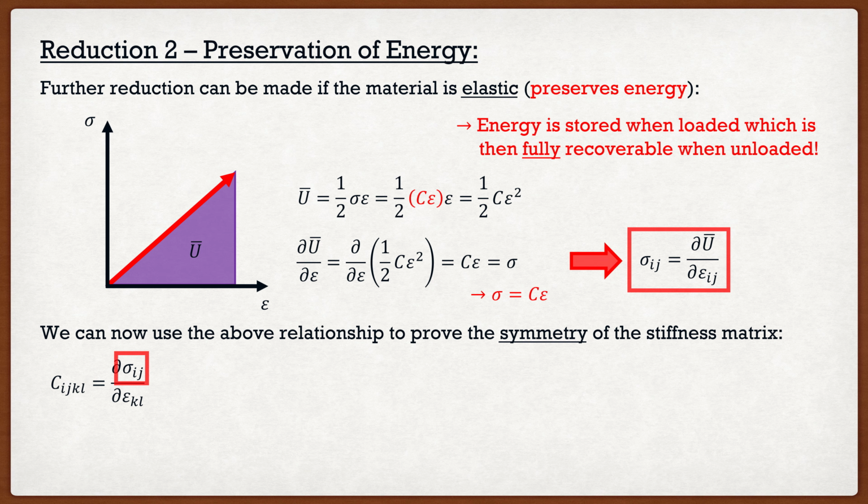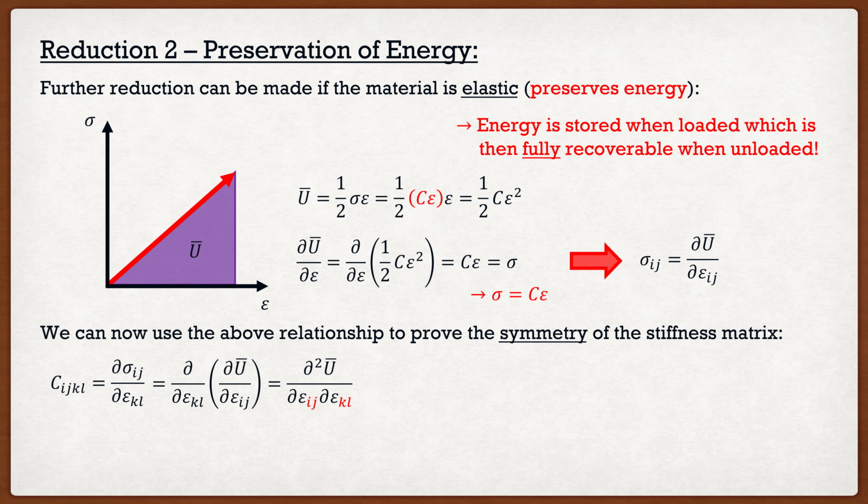Now, why is this important? Well, from above there, we actually derived what sigma ij is equal to. It's equal to the partial derivative of the strain energy with respect to epsilon ij. Therefore, I'm going to substitute that bad boy in there. And we get that Cijkl is actually equal to the second derivative of the strain energy with respect to epsilon ij, and then with respect to epsilon kl.